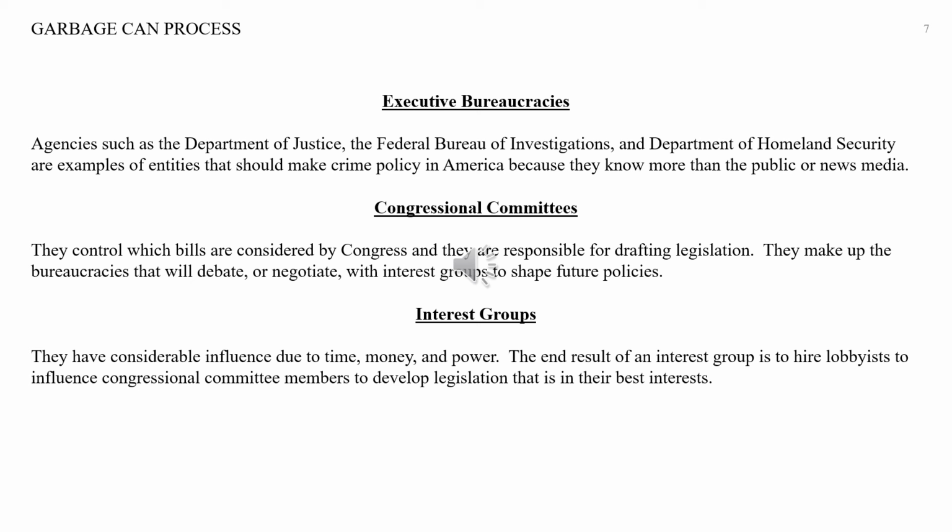Lastly, the interest groups have considerable influence due to time, money, and power. The end result of an interest group is to hire lobbyists to influence congressional committee members to develop legislation that is in their best interests.